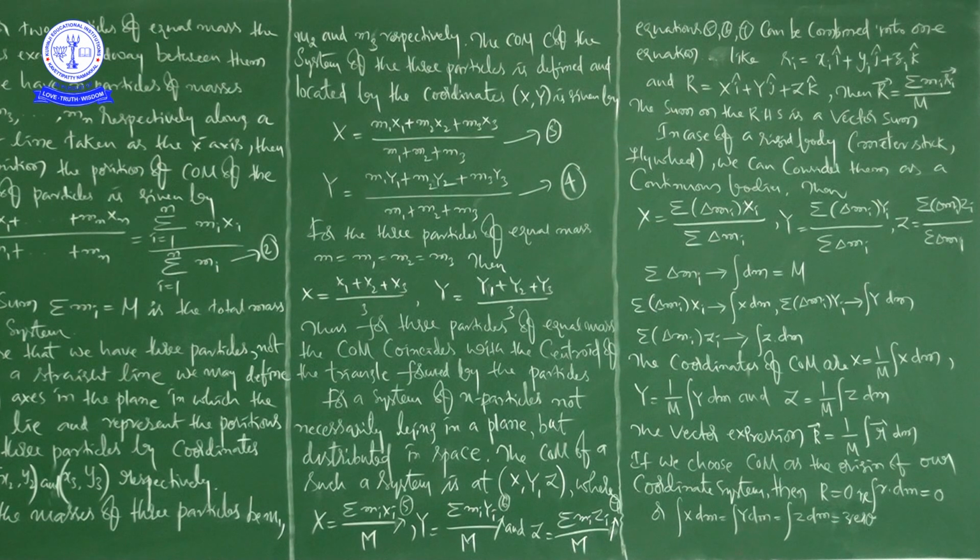So in this manner you can find the position of center of mass using the calculus method. If you find the x coordinate, y coordinate and z coordinate of the center of mass, then that is the position of center of mass: x comma y comma z. This is in the case of continuous bodies.